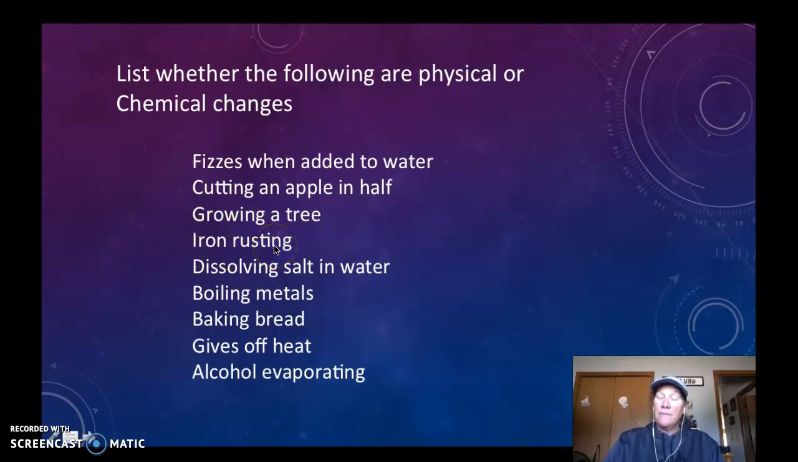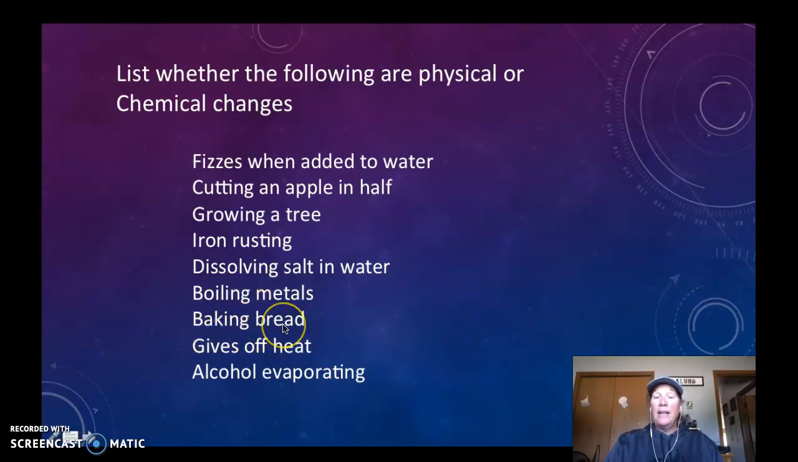Iron rusting, chemical. Rust is not the same as iron. Any of you guys that have rusty vehicles, you know what I'm talking about. Because pretty soon you don't have rust anymore. Pretty soon you have little holes, and that really stinks. Okay, dissolving salt in water, the salt is still in there. Okay, so dissolving is a physical change. Boiling, melting, freezing, those are all physical changes because you still have the same substance.